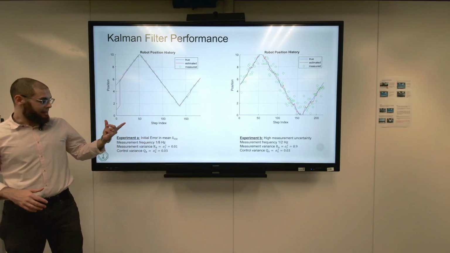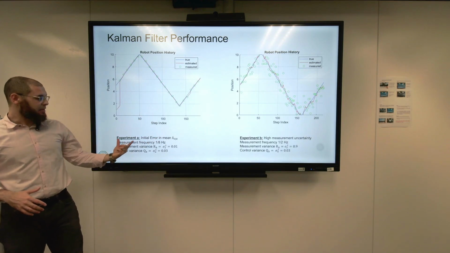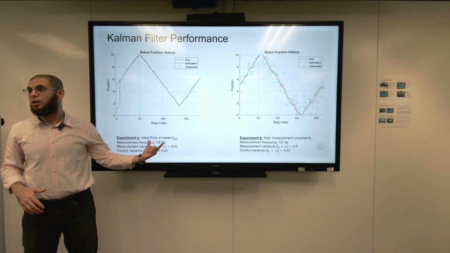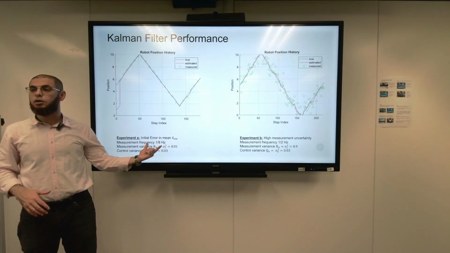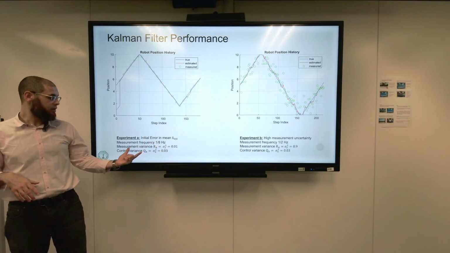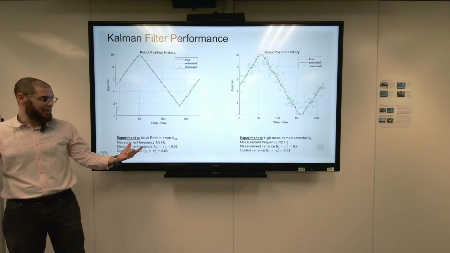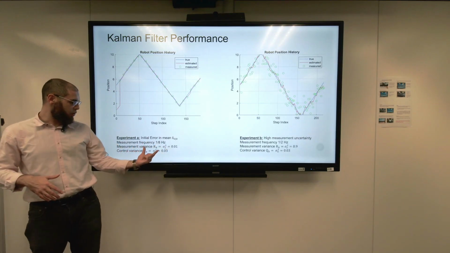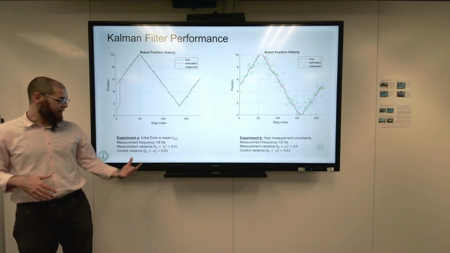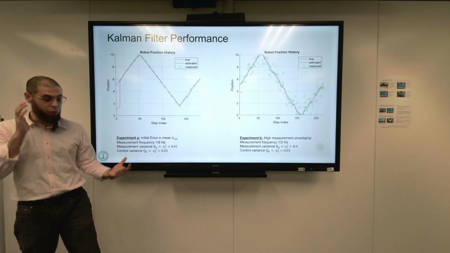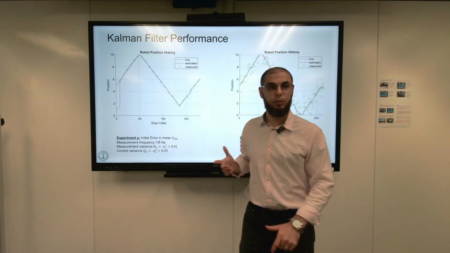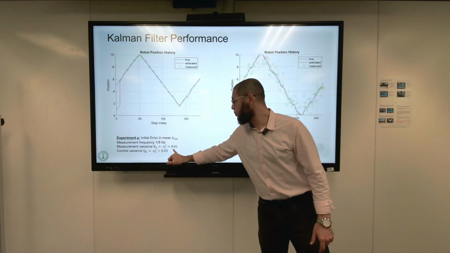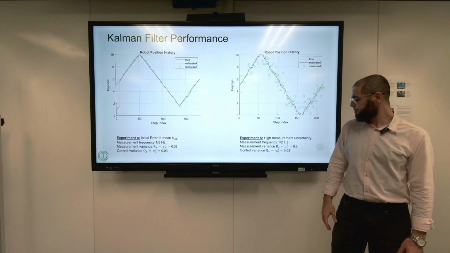In this case, the measurement frequency was 1/8, so the time sampling of the position sensor was 8 seconds. The variance of the measurement was 0.01, and the control variance was 0.03. So you played around with these numbers, and this is exactly what you were supposed to do.